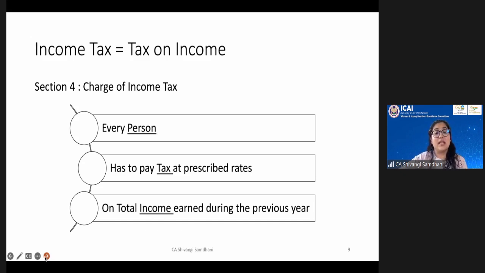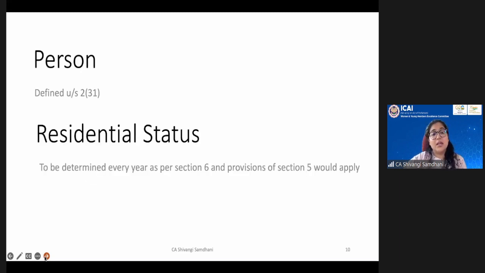As per this section, every person has to pay tax at prescribed rates on the total income earned during the previous year. Now we'll quickly, in brief, discuss what is meant by person, tax, and income. I'll start with person. Person is defined under income tax, and it includes individuals, HUF, company, AOP, BOI, whether incorporated or not. All types of assessees are covered, which means everybody is required to pay tax. It's an inclusive definition.